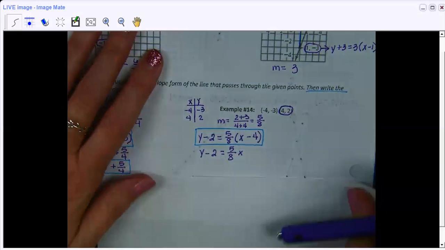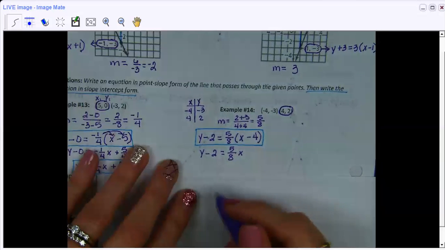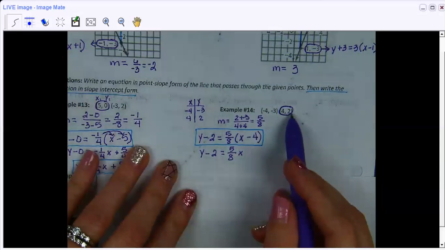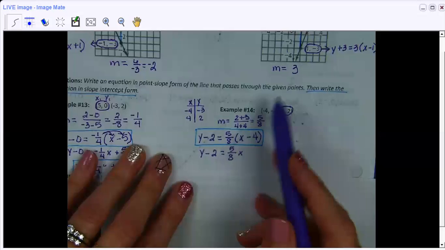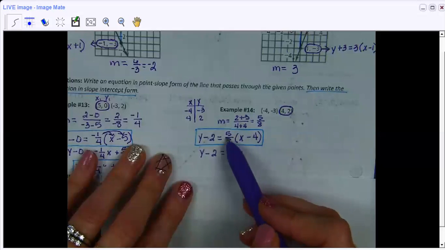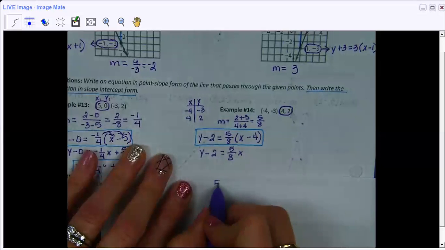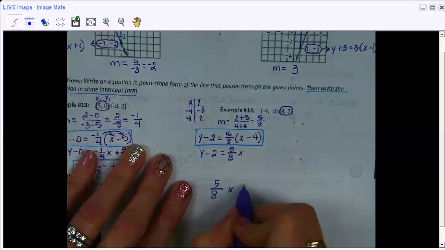Where did you get the negative y minus 2y? From this point up here. We're choosing a point. Okay. So I'm going to multiply 5/8 times a negative 4.